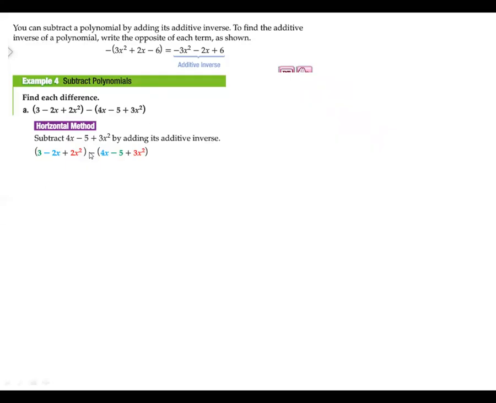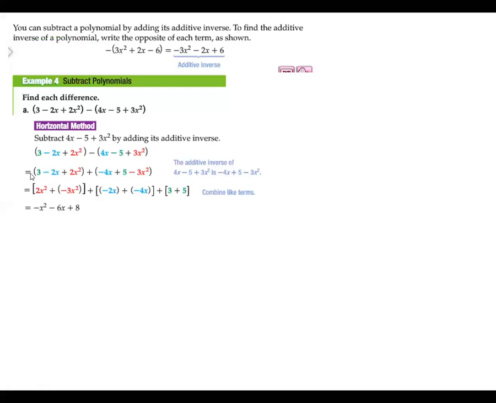So all you do is just distribute the negative here to the second term. So it's 3 minus 2x plus 2x squared minus this polynomial. You just distribute the negative, so it'd be minus 4x plus 5 minus 3x squared, and then you combine the like terms. 2x squared minus 3x squared gives you negative x squared. Negative 2x minus 4x gives you negative 6x, and 3 and 5 gives you 8.